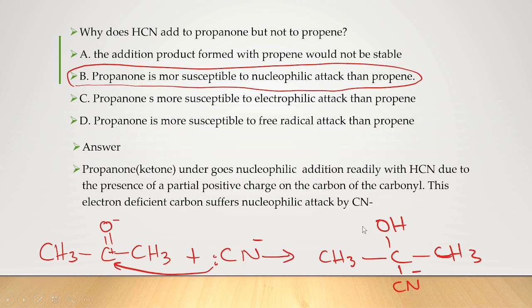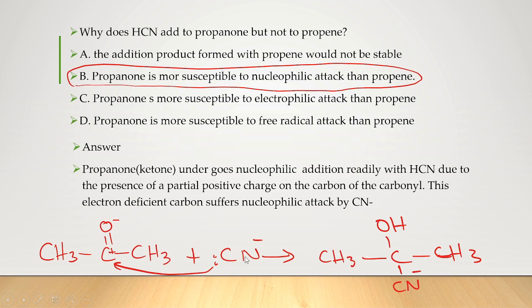Okay, here we have another question. Why does HCN add to propanone but not to propene? It's simple. The addition product formed with propene would not be stable. No, obviously it is incorrect. Propanone is more susceptible to nucleophilic attack because of this reason. You can see here this CN can add to this ketone. It is possible, but it cannot be added to propene because in propene there is no polarization like this. Same is the case with the C part and with the D part.